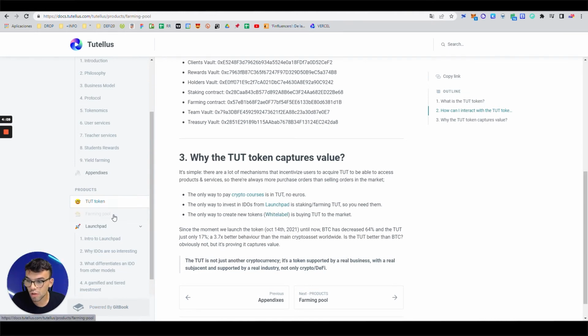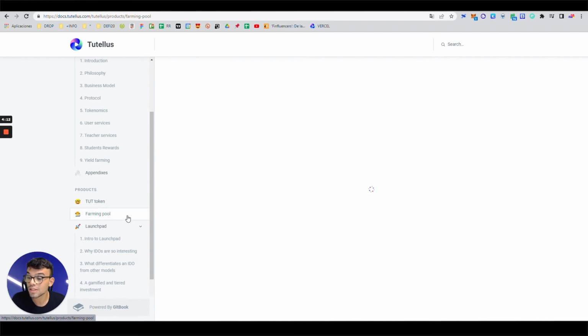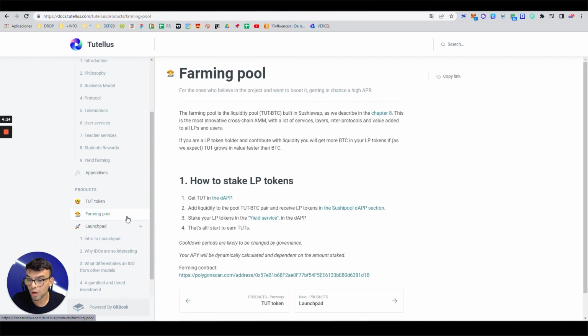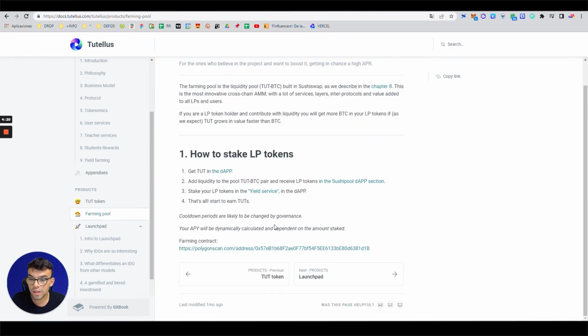Now let's go to the farming pool. We're going to see that as well. We're going to see how to farm the token TUT, but you must know that you need to create an LP token, a liquidity token. And a liquidity token is just the composition of two other different tokens. So we've got the TUT token and we've got the wrapped BTC, the Bitcoin in the Polygon network. Creating and putting those two tokens together, we create the LP token.